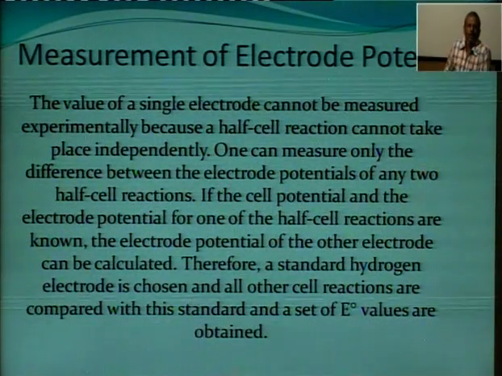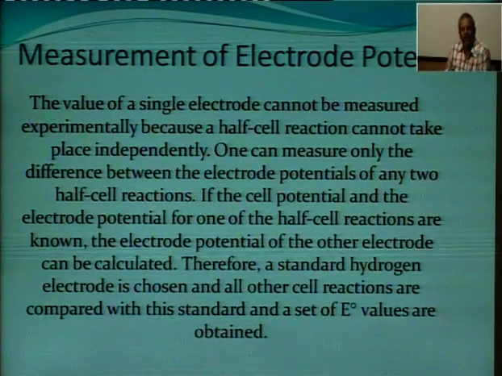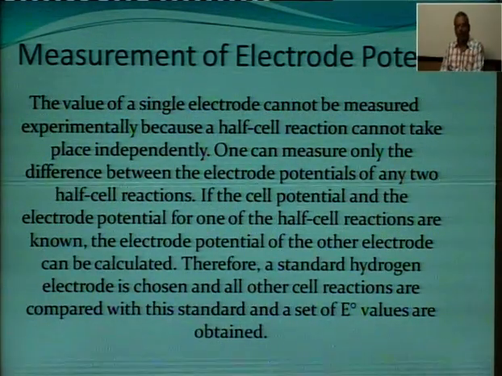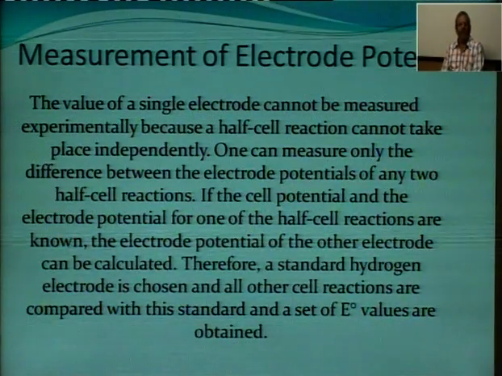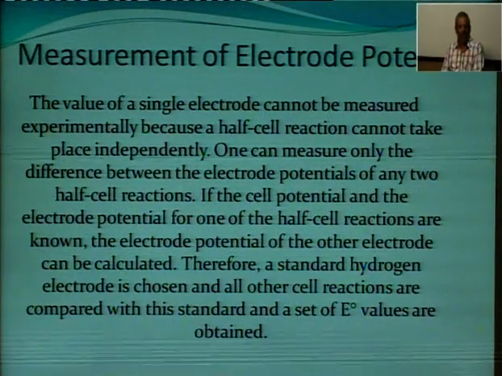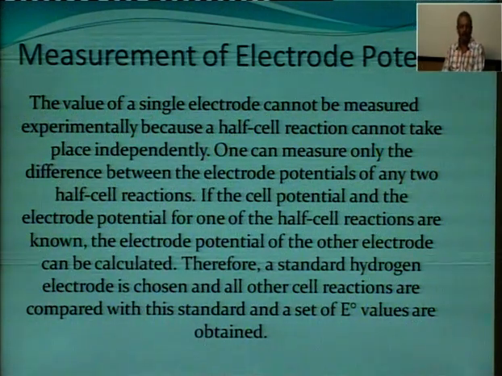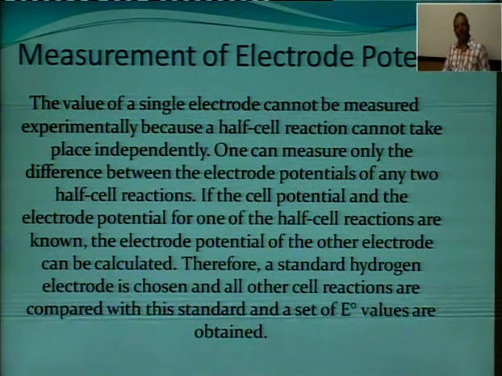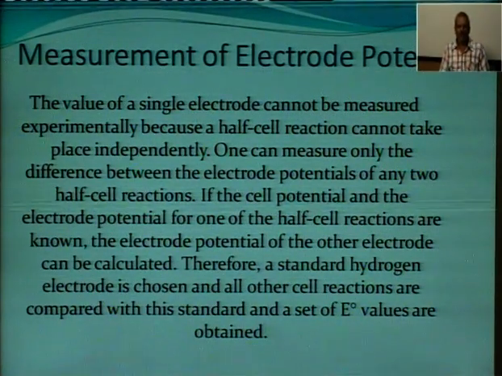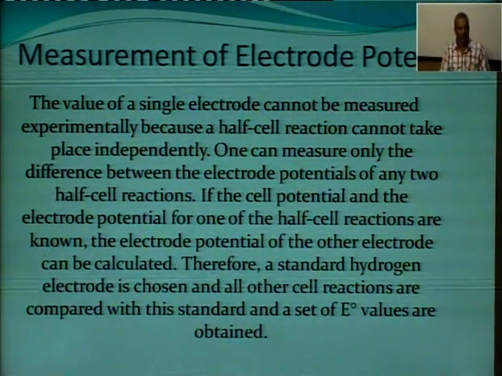The value of a single electrode cannot be measured experimentally because a half cell reaction cannot take place independently. One can measure only the half cell reactions by difference between the electrode potential of any two half cell reactions. If the cell potential and the electrode potential for one of the half cell reactions are known, the electrode potential of the other electrode can be calculated.